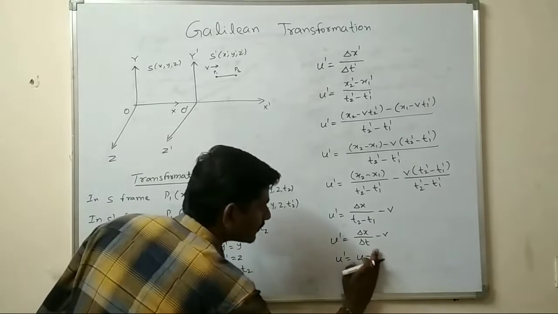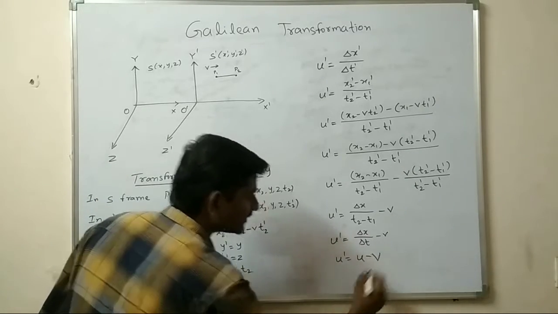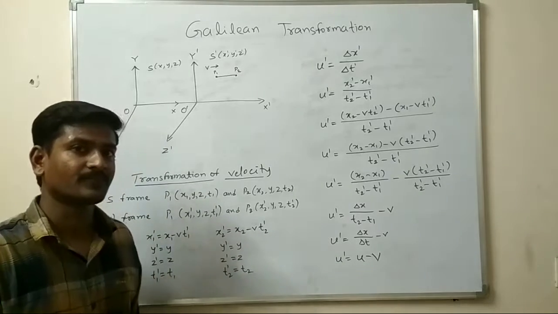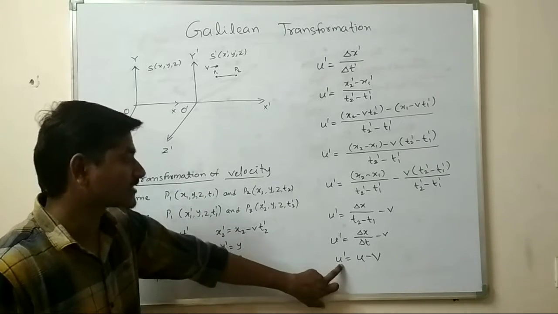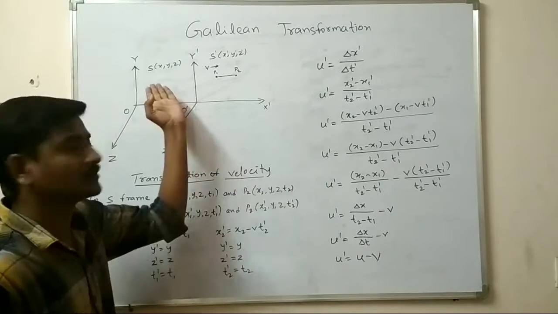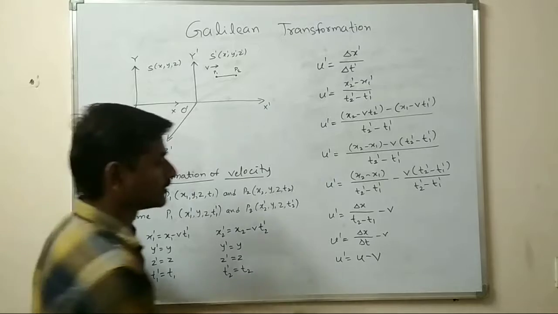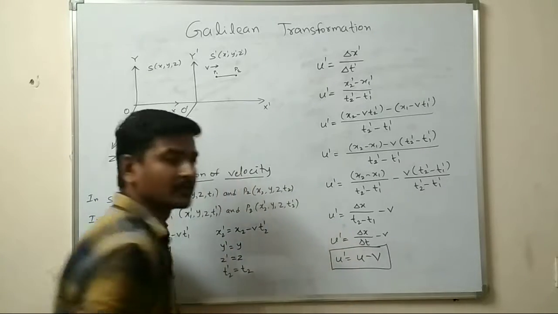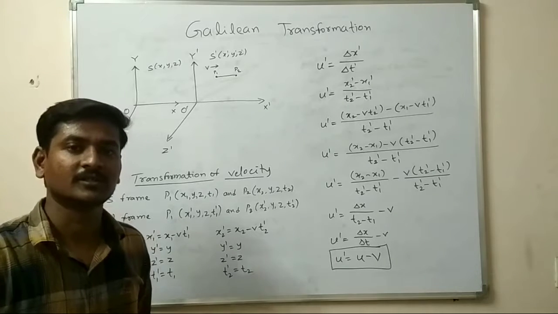So here you can see that the velocity of the same particle is u dash in the s dash frame, and it is u in the s frame. Therefore, the velocity in the Galilean transformation varies.